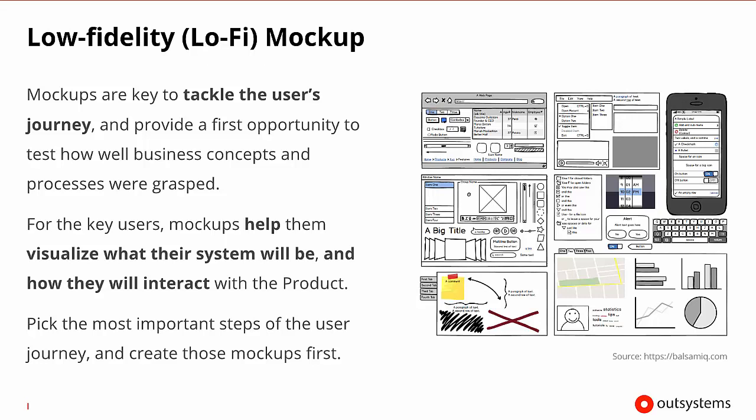How they're going to interact with the app is very important, and this is the first opportunity to test how well the business concepts and processes that we have documented are really enabling us to understand this journey. And this gives us a way of almost beginning a quick usability test to assess whether this type of UI is going to work for those users or not. So this is one of the first deliverables and opportunities for the key users to visualize what their system may look like. And given that first opportunity, we want to make sure that it's a good one.